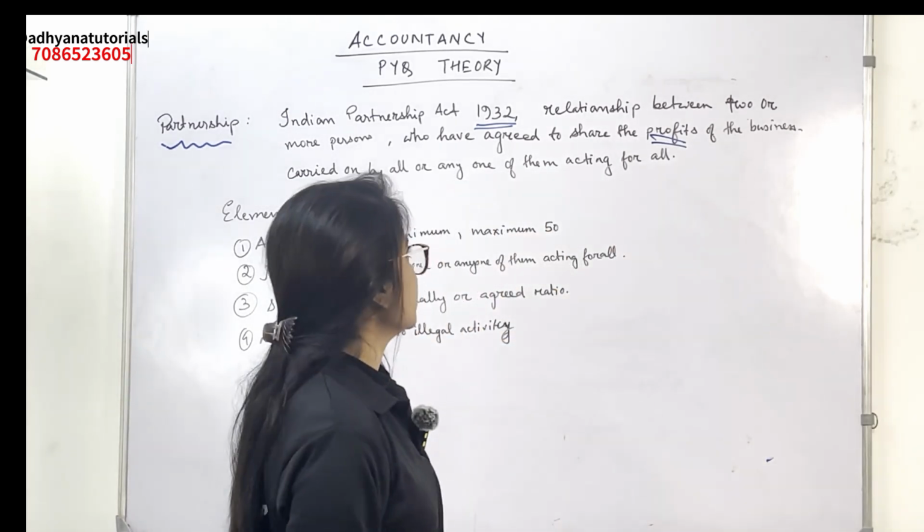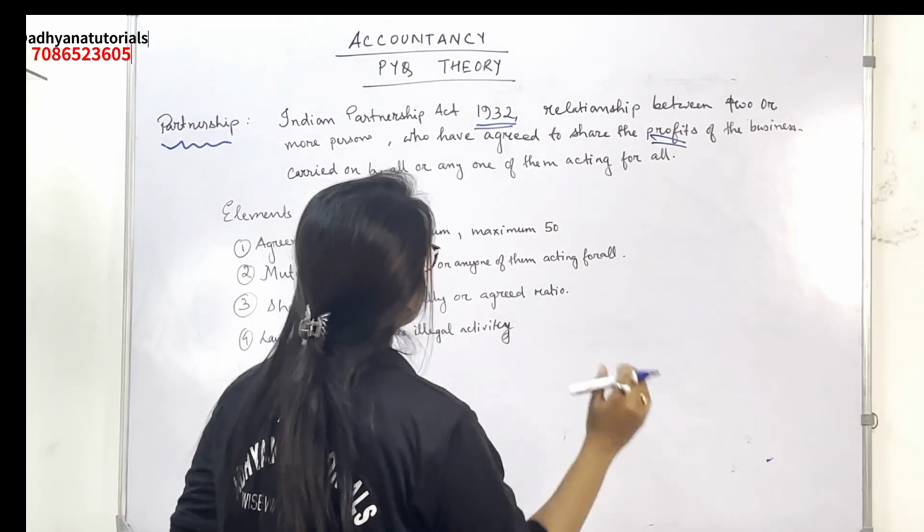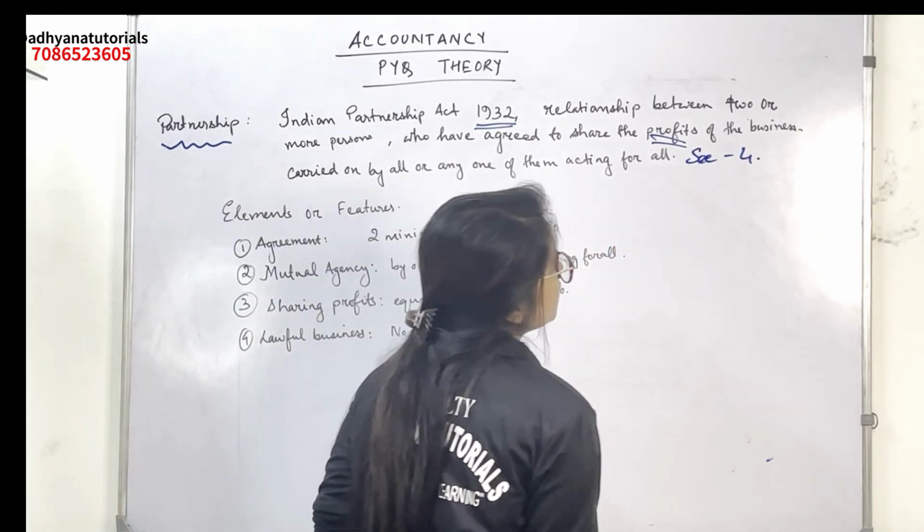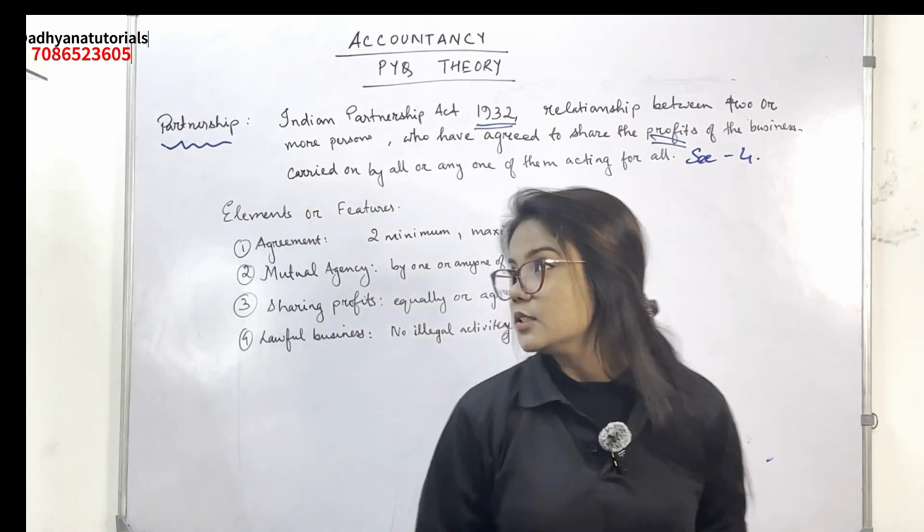Partnership form of business कहते हैं उसको. Which section covers this definition? It's section 4 of Indian Partnership Act 1932.